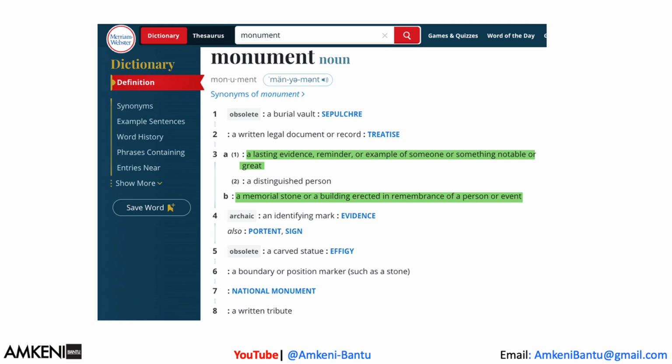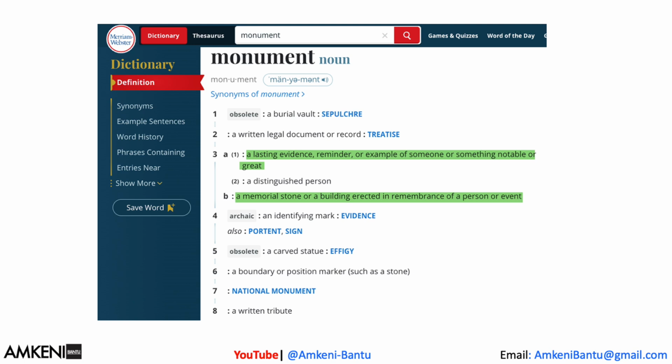What exactly is a monument? According to the English dictionary, there are 6 to 8 meanings of a monument, but the one I want to focus on is this one highlighted, the third one. It's a lasting evidence, a reminder, an example of someone or something notable, or something great, or someone great. That's a monument. It's also seen as a memorial stone. Pay attention to the word stone.